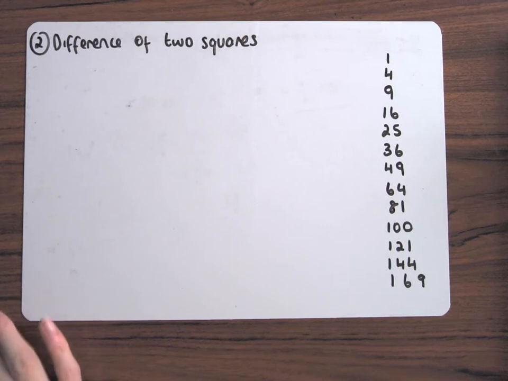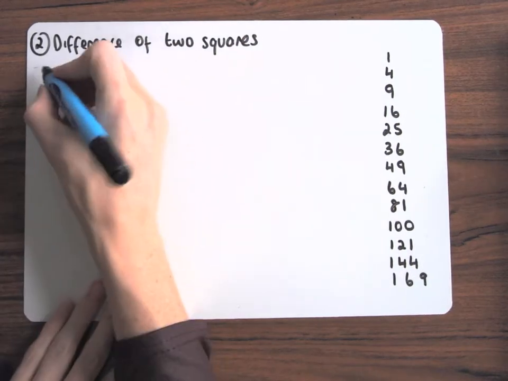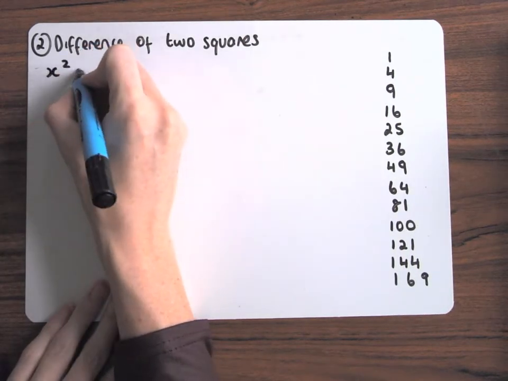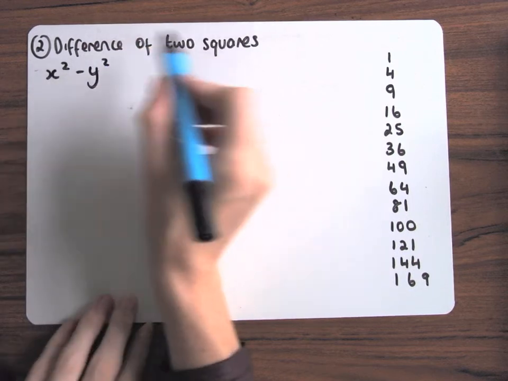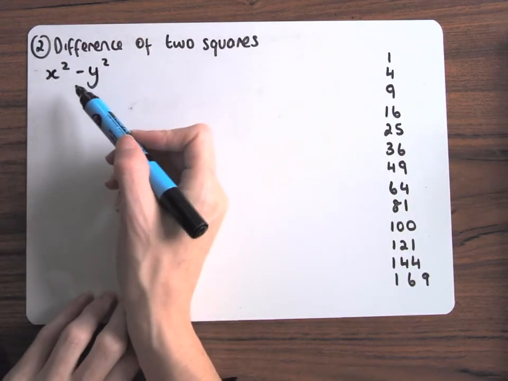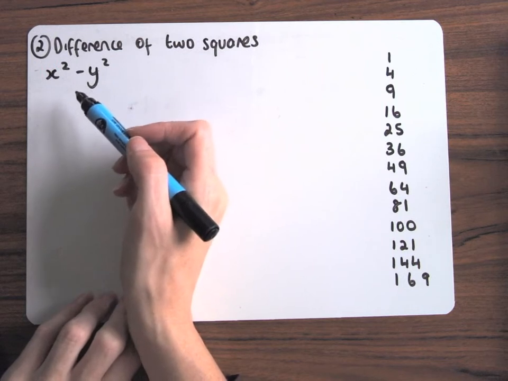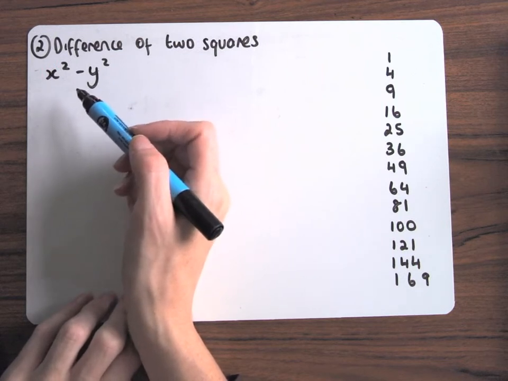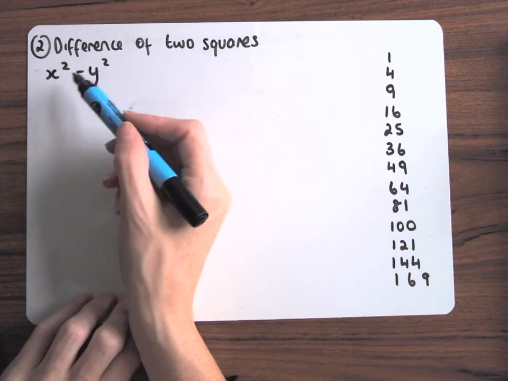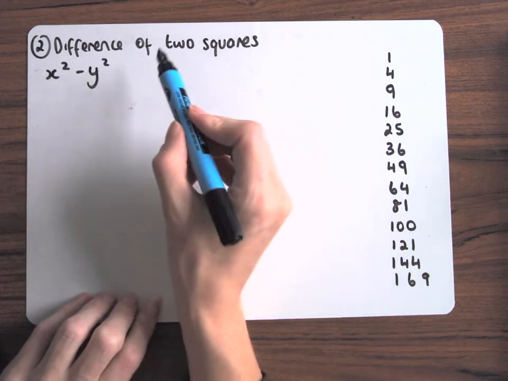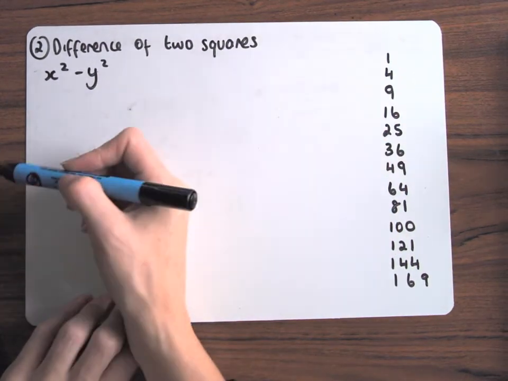Okay, so for example, let's do this without numbers. It's the difference of two squares, so there has to be a minus in the middle if you're going to do this type of factorising. If there's a plus in the middle, it doesn't work. So your question has to have a minus. That's what it means, difference of two square numbers, okay?